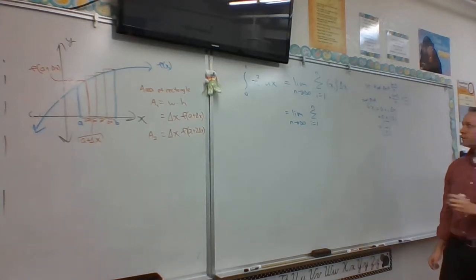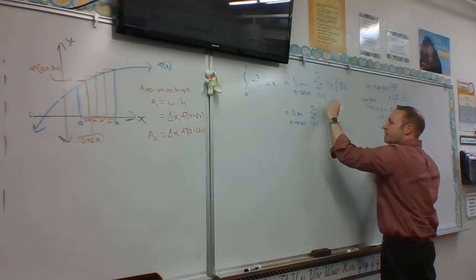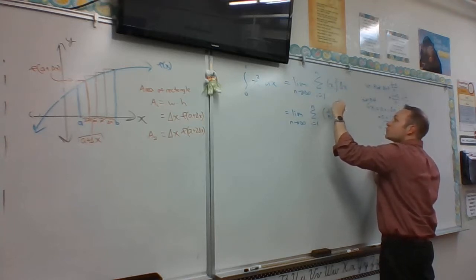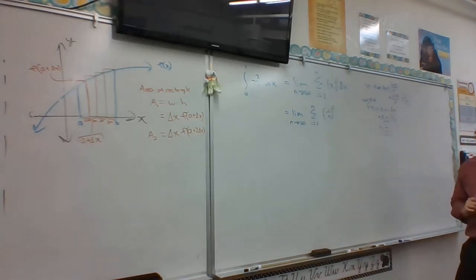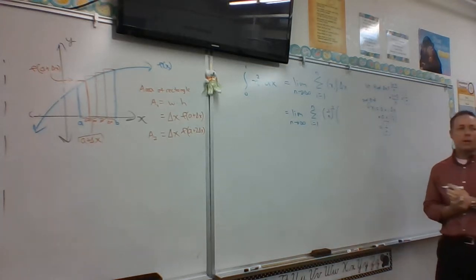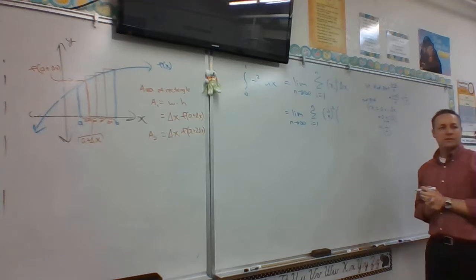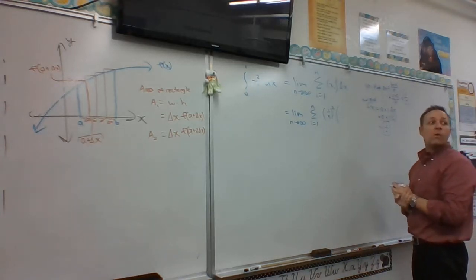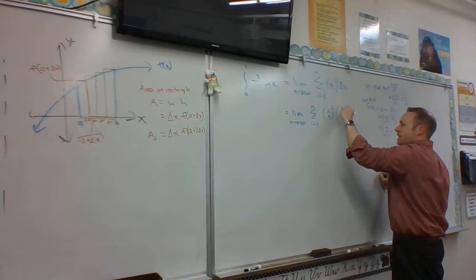I over n. So we're doing an I over n squared times what's delta x? 1 over n. Yep, exactly.